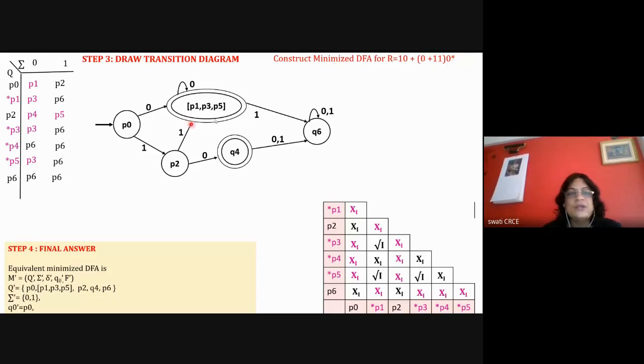With the 0 0 string, with 0, it's going to the final state. Then 1 1 should go to the final state, and it is going to the final state. And the 1 1 0 string is also going to the final state. What is not allowed is 1 0 1, and 1 0 0 is not allowed. So this is a dead state.